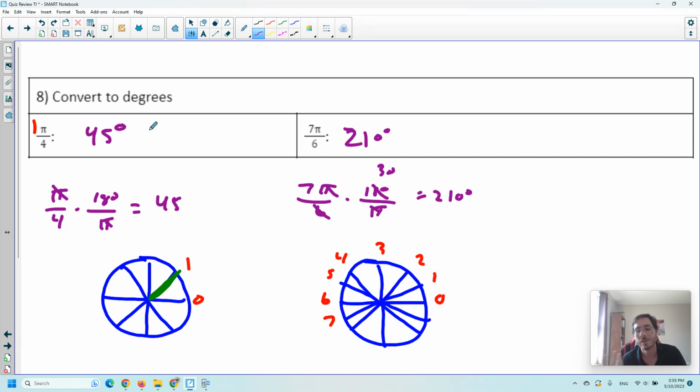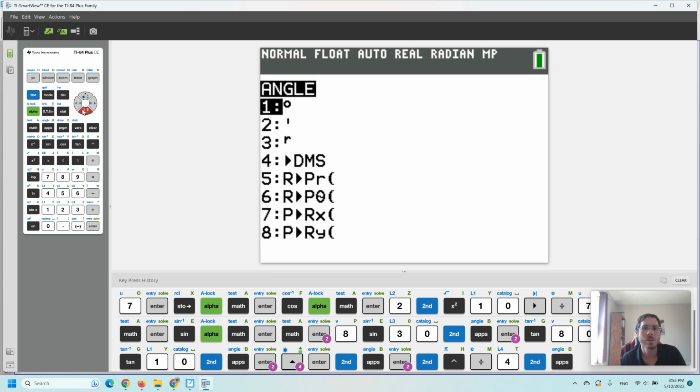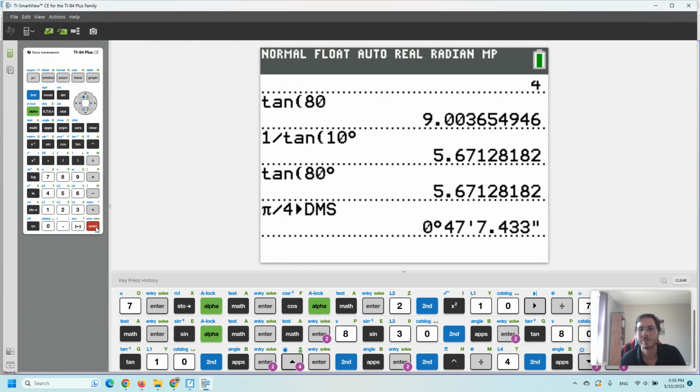Converting to degrees, again, not really much there. I forget if there is a convert to degrees feature. Pi over 4. If there is, it's probably in the angle menu. Degrees, minutes, seconds. Maybe that'll work. No, not really. So you just got to kind of know that. So that's all we got for that one.